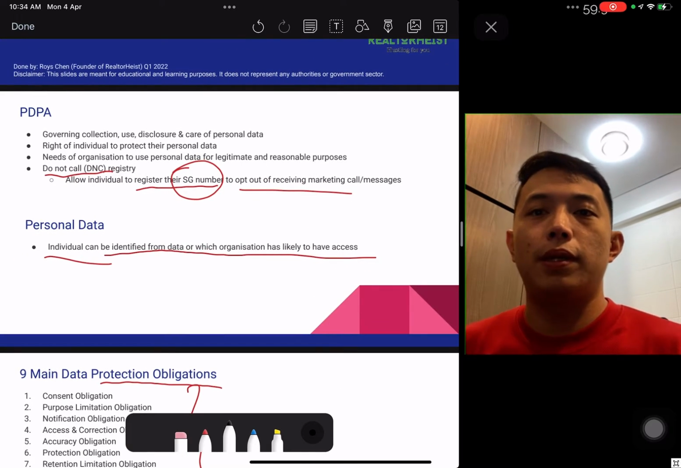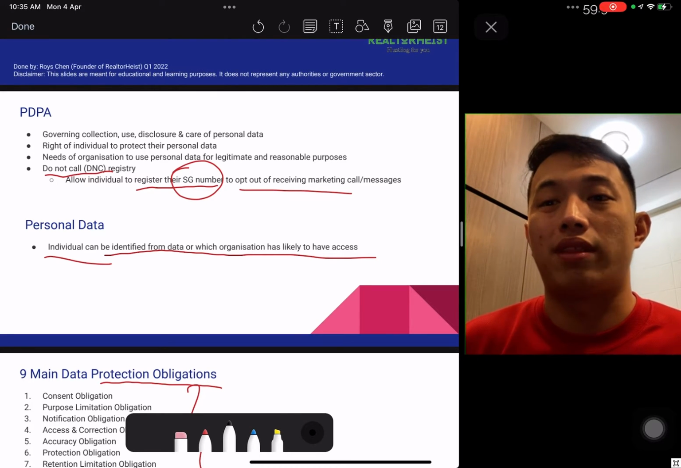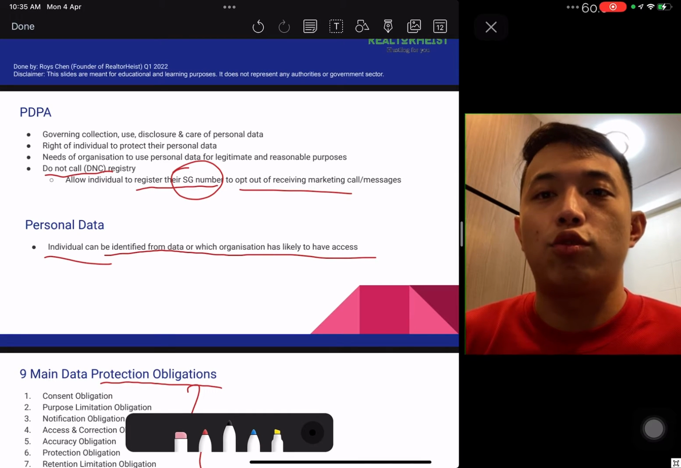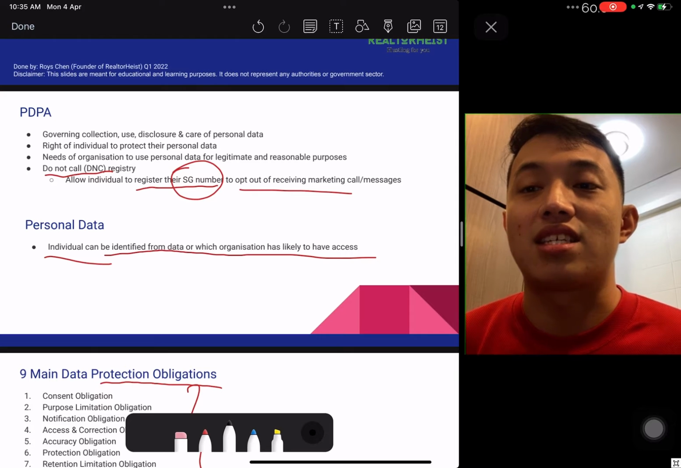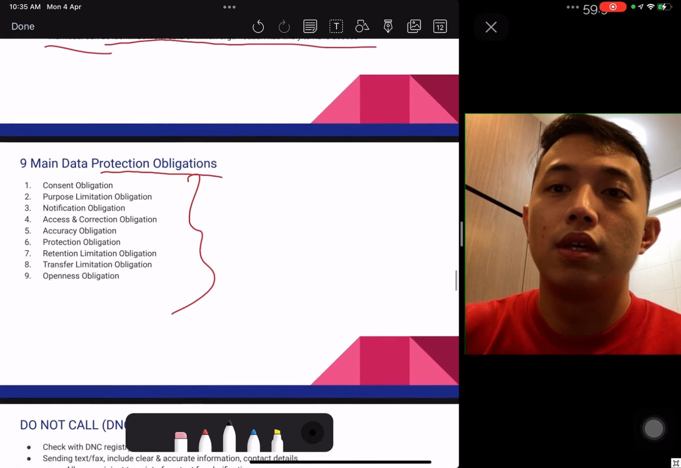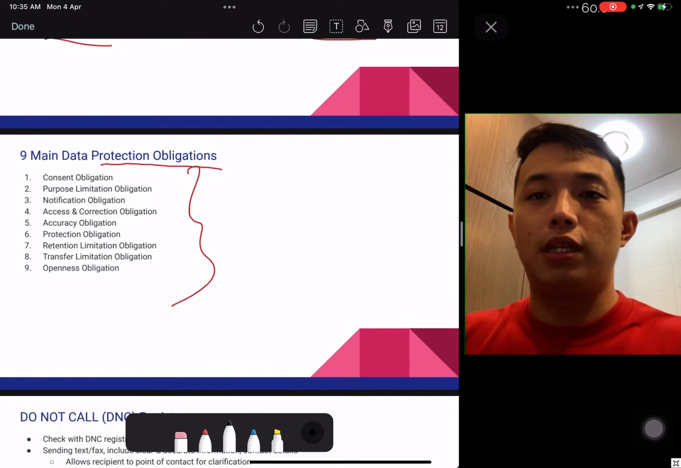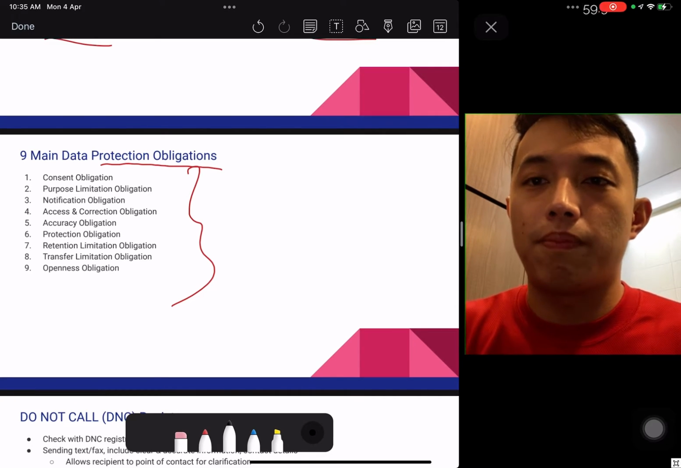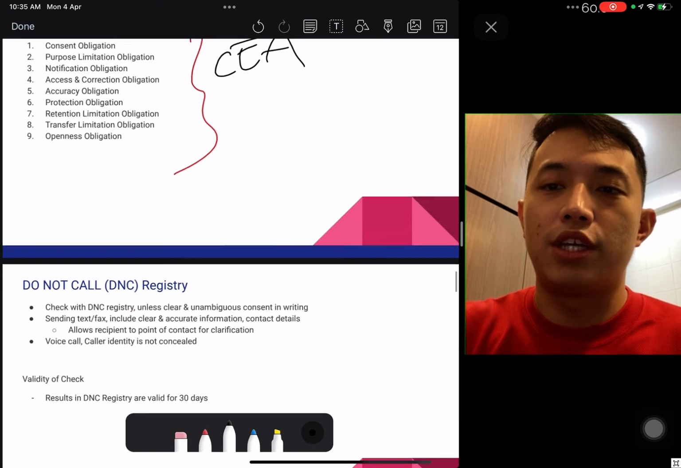The PDPA is actually a protection act. It covers any information by which an organization can identify anyone from the data. Under the DNC, the Do Not Call registry allows Singaporeans to register their Singapore mobile phone number, opting out of marketing calls and messages. There are 9 obligations for this PDPA. So guys, read up yourself. I'm not going to read it. It's under the CEA website also. Under the PDPA Act's obligations, do read up.